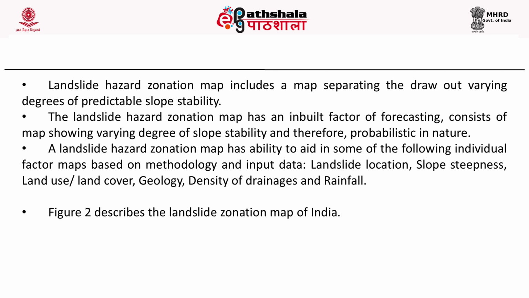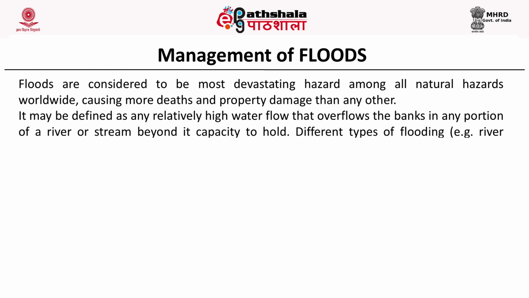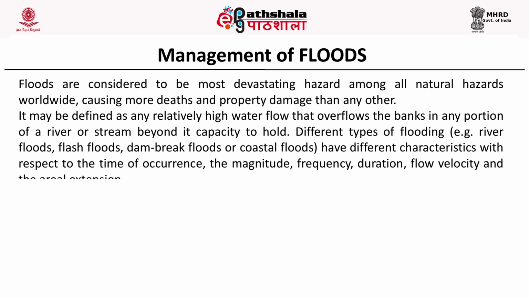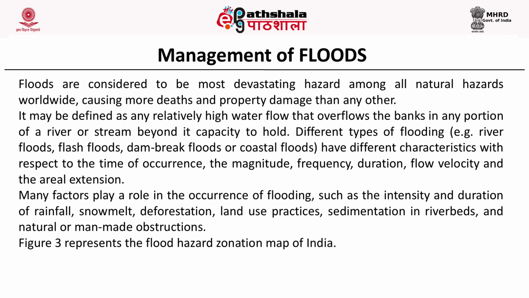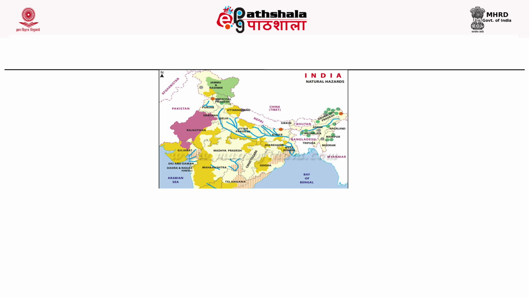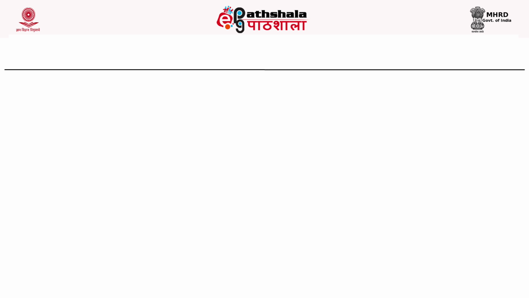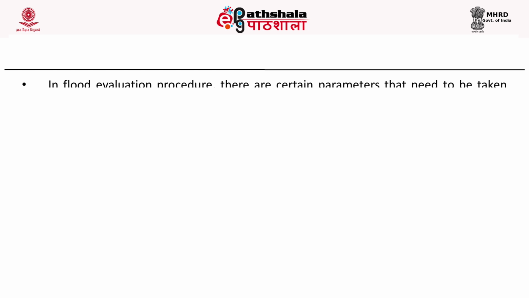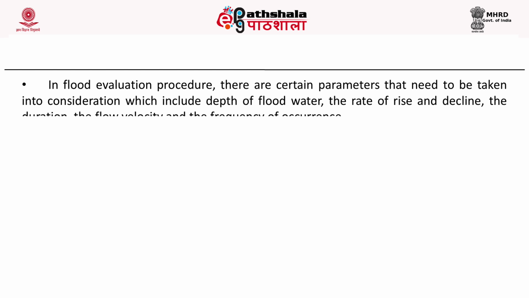If we look at the management of floods, many factors play a role in the occurrence of flooding. For example, the intensity and duration of rainfall, the snowmelt, the deforestation, changing land use practices, sedimentation in riverbeds, and natural or man-made obstructions. So, the figure represents the flood hazard zonation map of India, and it takes into account certain considerations such as the depth of flood water, the rate of rise and decline of water, the duration of rainfall, the flow velocity, and the frequency of occurrence of floods.